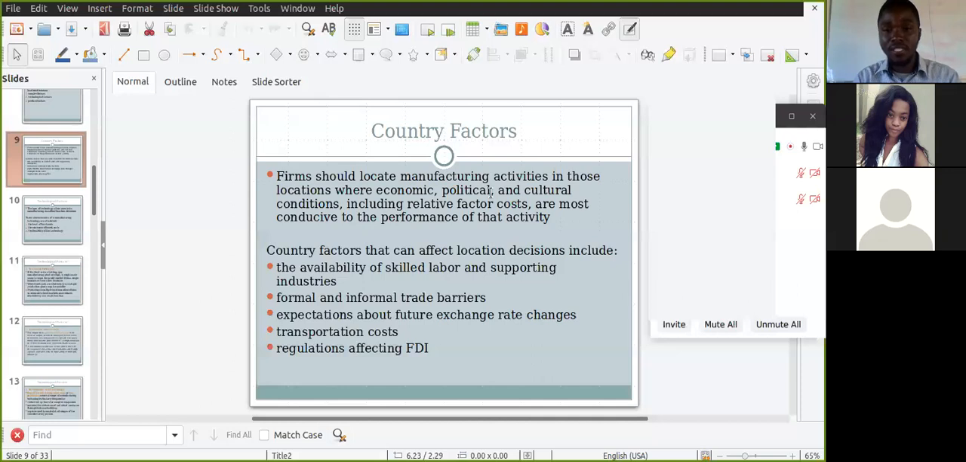Expectations about future exchange rates. You know, when you're doing business, you need to have an idea on how a given currency is going to perform against another currency. When we look at the way the Kwacha is performing today in relation to the dollar, you can see that the exchange rate is not favorable for the Zambian currency.